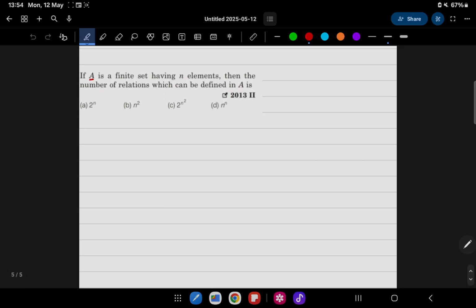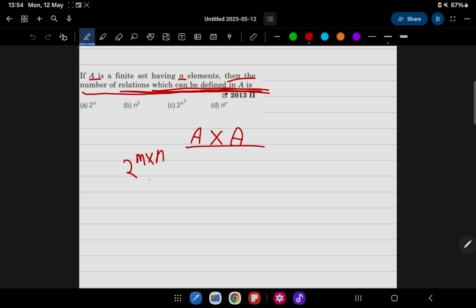Our next question is, A is a finite set having n elements. Then the number of relations which can be defined in A is, we studied in our previous video that a relation on a set is a subset of A cross A, and the formula for the number of relations which can be defined is 2 to the power m into n. Here the number of elements is n, so n into n is n square. So our correct answer is 2 to the power n square.